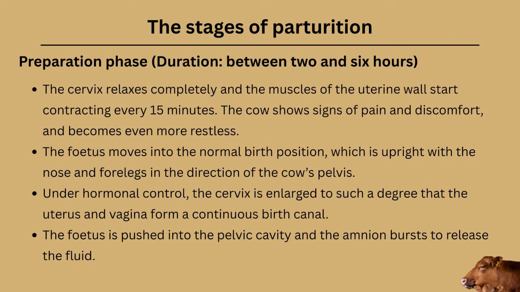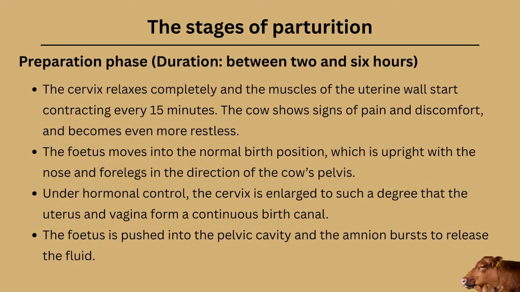The stages of parturition. Preparation phase, duration, between 2 and 6 hours. The cervix relaxes completely and the muscles of the uterine wall start contracting every 15 minutes. The cow shows signs of pain and discomfort, and becomes even more restless.